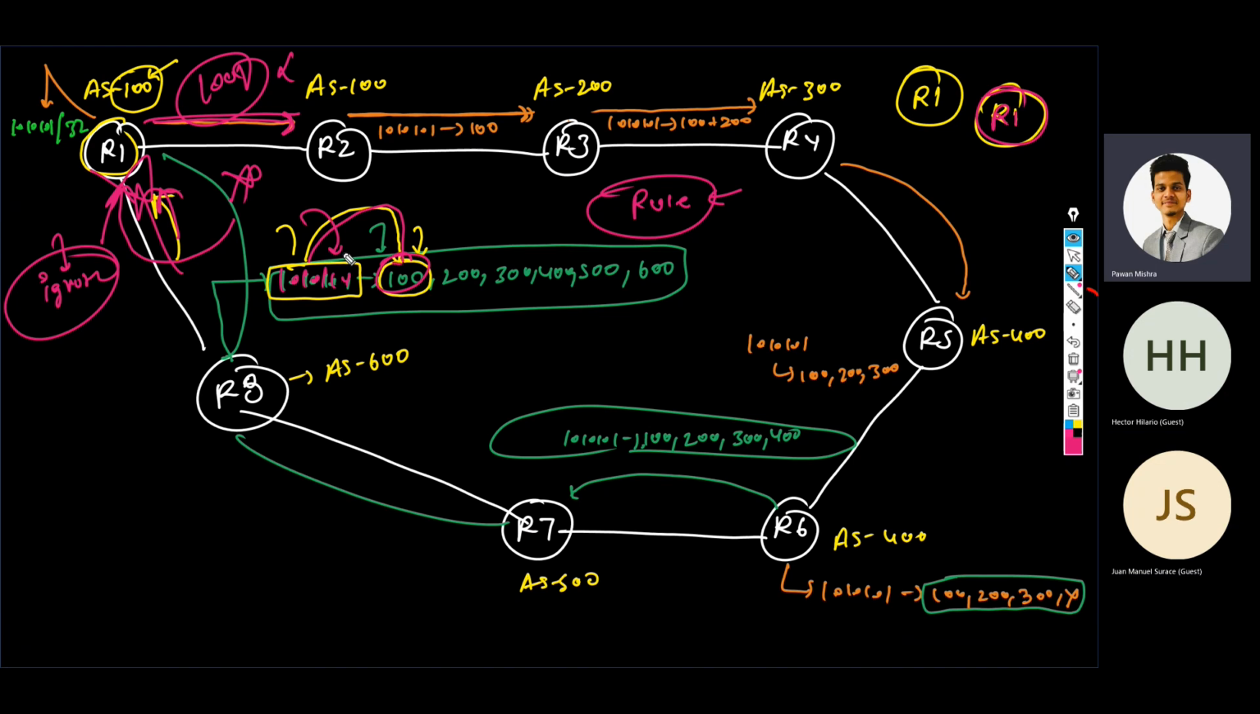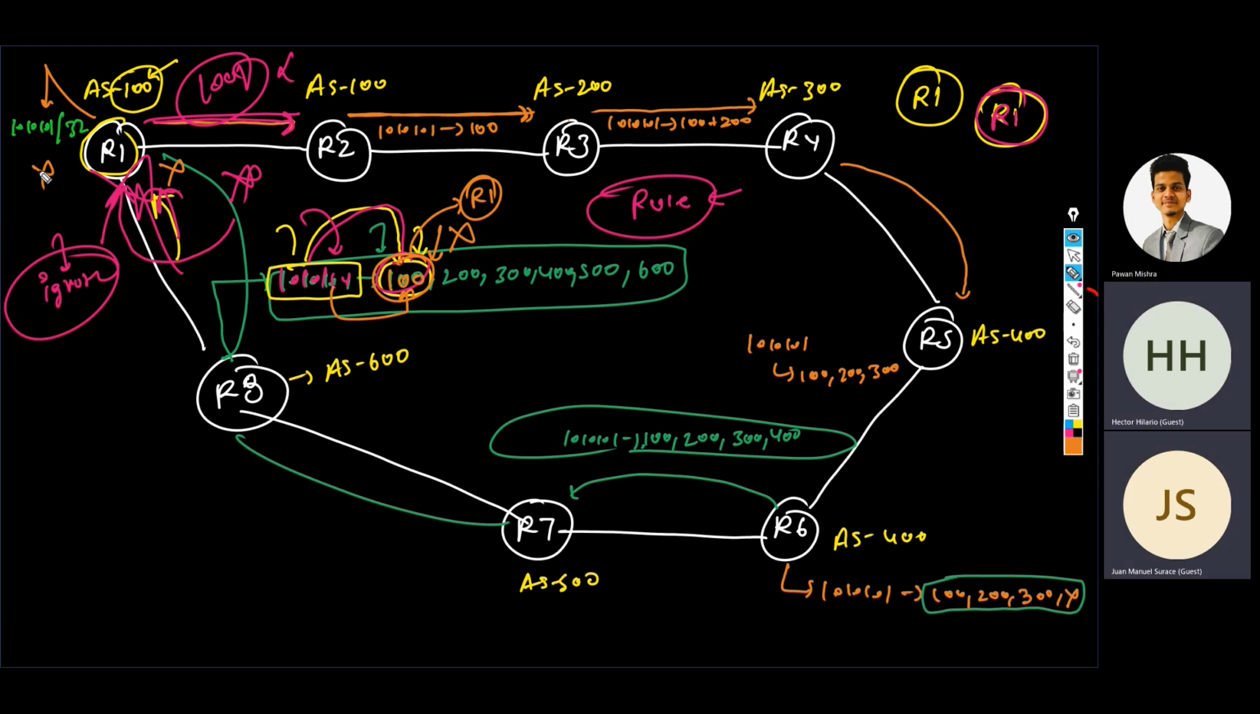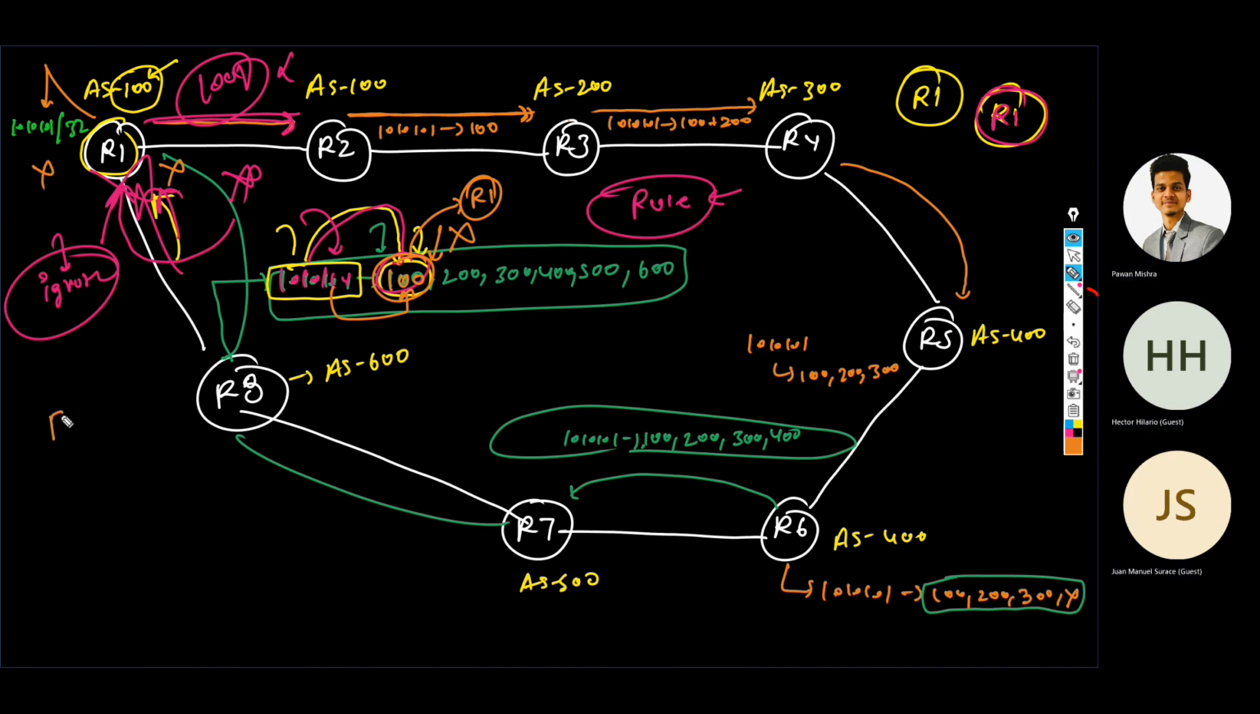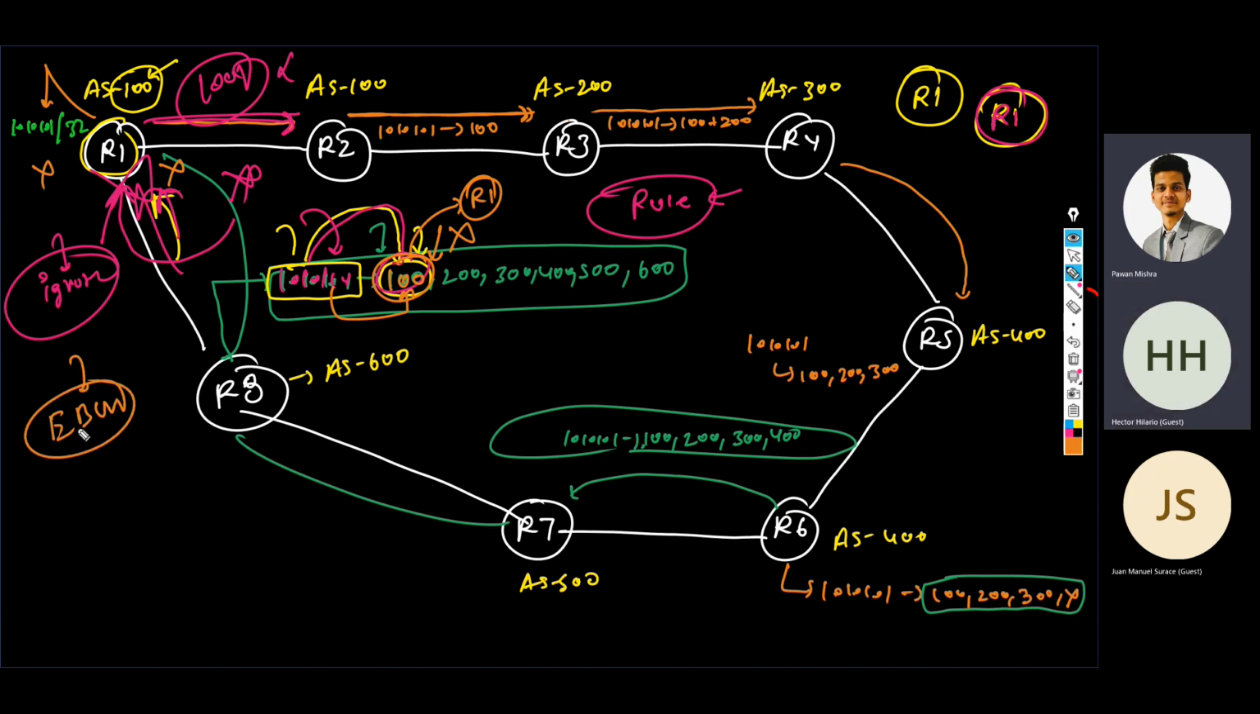Whenever I receive any route, the router will check the AS number. If the first AS is 100, it means this route was originated by the same router, so R1 doesn't accept this route. This is the BGP loop prevention mechanism.